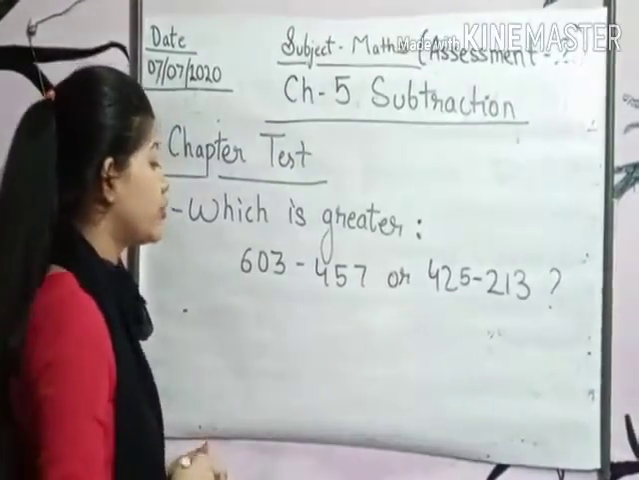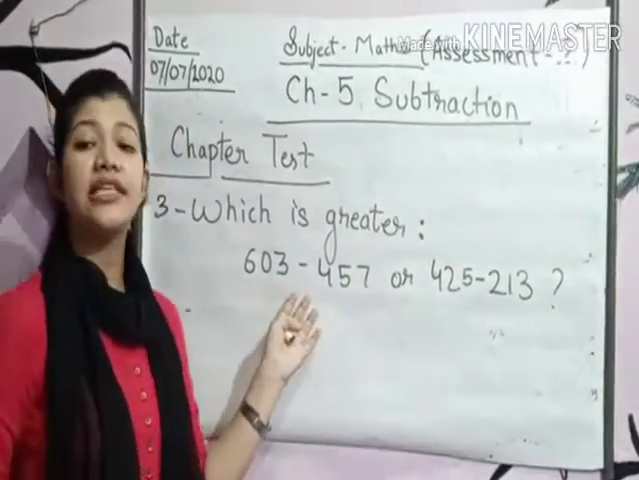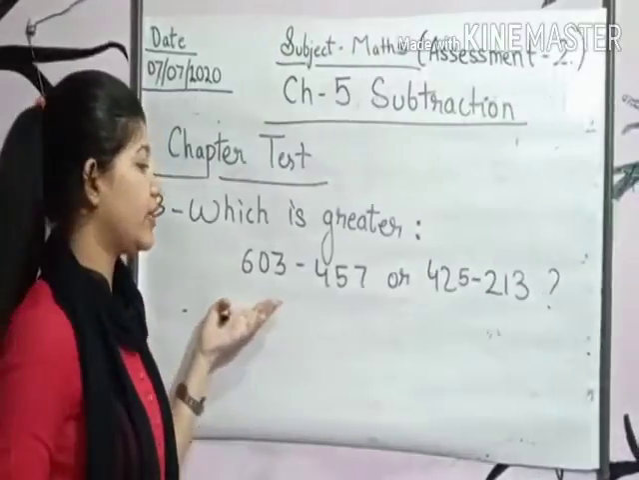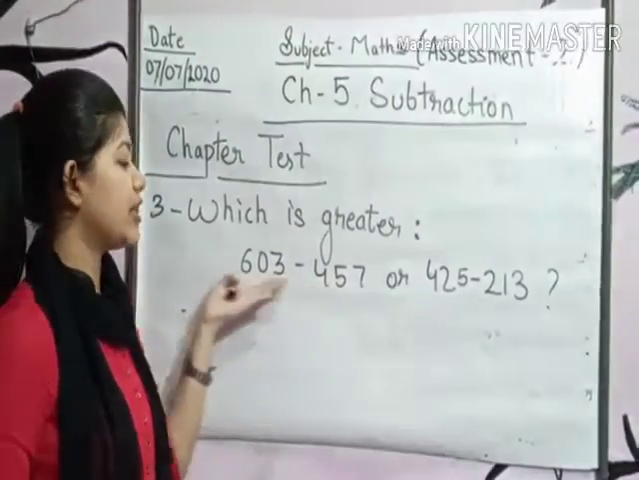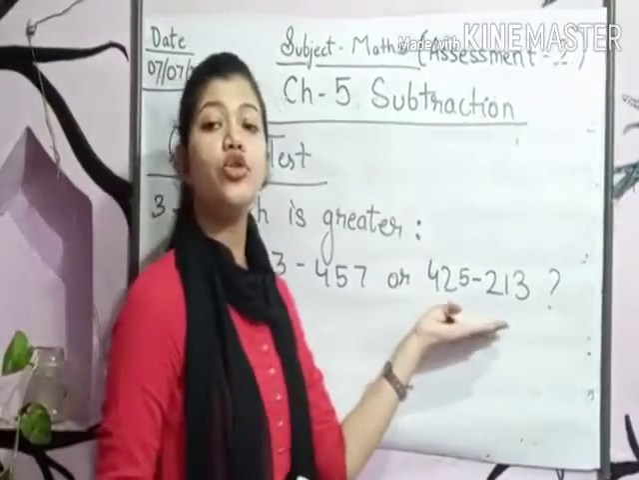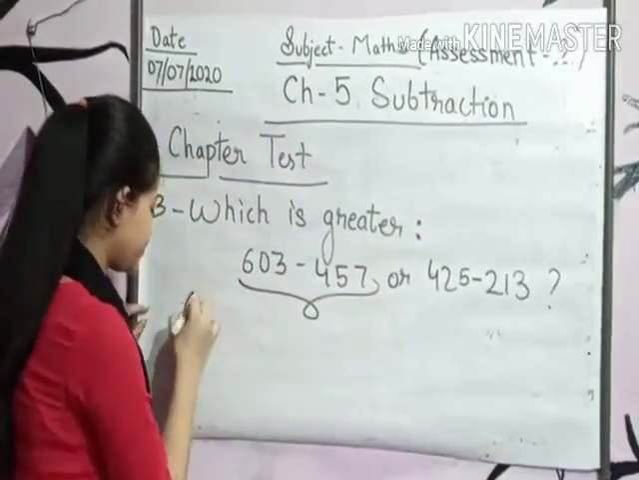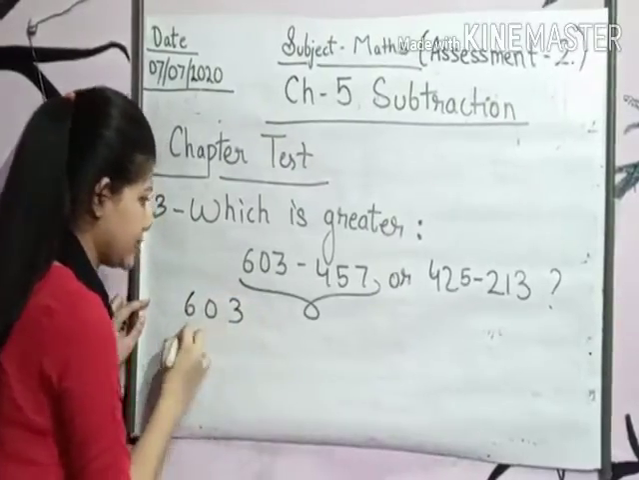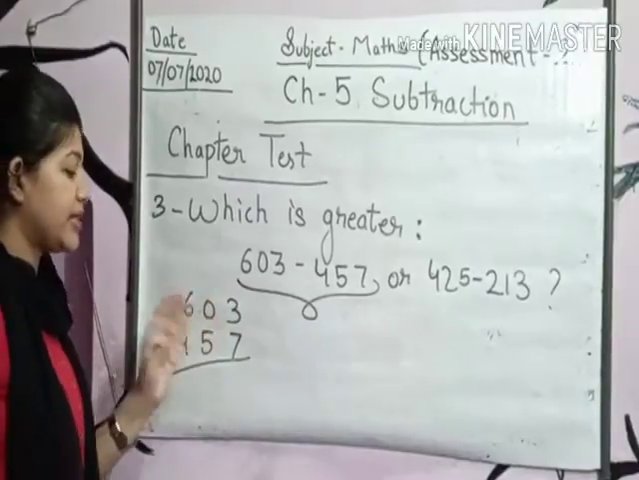What we will do first, we will subtract the difference. We will subtract these two numbers that are written on the left side. Okay, first we will solve left side and then we will come to right side. Let's solve. 603 minus 457. Let's subtract. Now 3 minus 7.